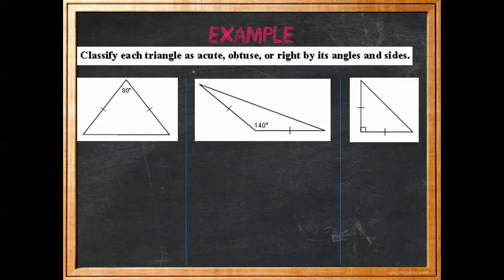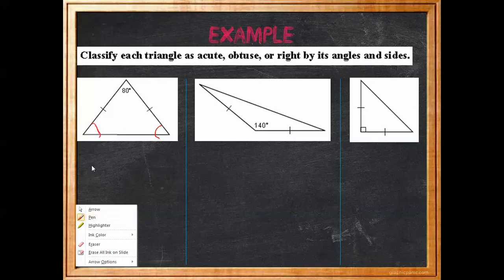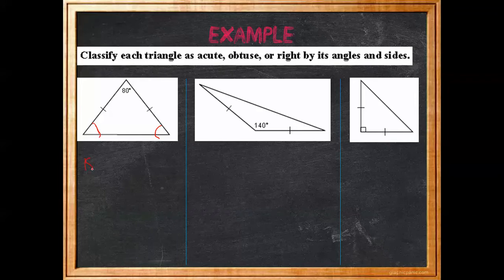Here we want to classify each triangle as acute, obtuse, or right. Here we have these two lines that mean they're congruent. That means this is an isosceles triangle, so these two angles are the same. Since this is 80 degrees, and a triangle is 180 degrees, we take 180 minus 80, which is 100. Since these two are equal, we take 100 divided by 2, and that gives us 50 degrees right here. So this is an acute triangle because all of the angles are less than 90 degrees.